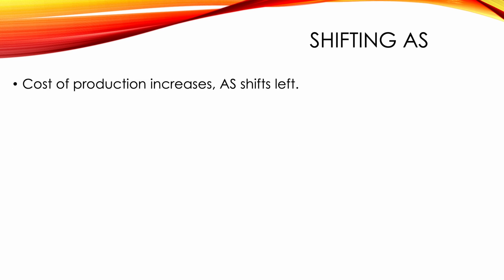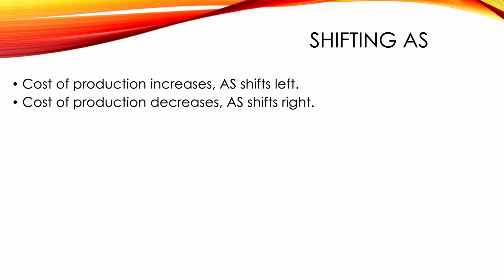As we talked about in the previous slide, it's all about cost of production. So let's imagine that the cost of production increases. This is a lot like microeconomic supply, right? If everything's more expensive to make, aggregate supply is going to shift to the left. If cost of production decreases, aggregate supply is going to shift to the right.